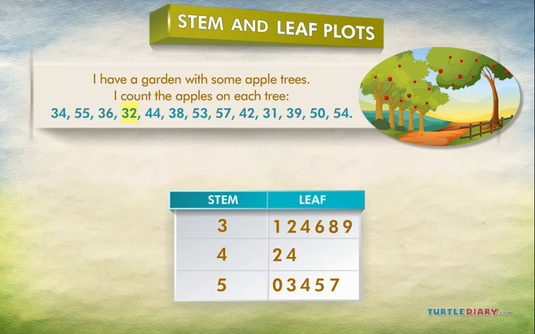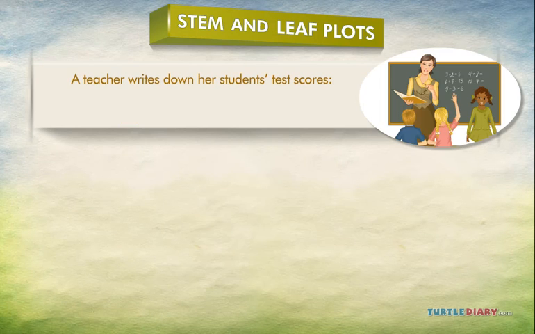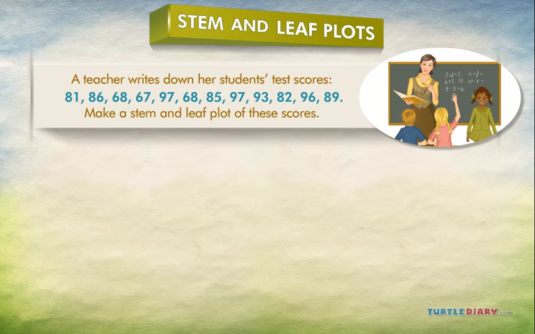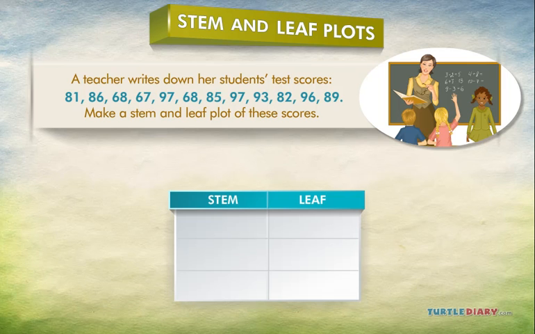Let's practice making another stem and leaf plot. A teacher writes down her students' test scores. Make a stem and leaf plot of these scores. The stems include the digits 6, 8, and 9, since the scores range from 67 to 97. We create the plot with these stems and put each score into the leaf column. And continuing in this way, I fill in the rest of the plot.